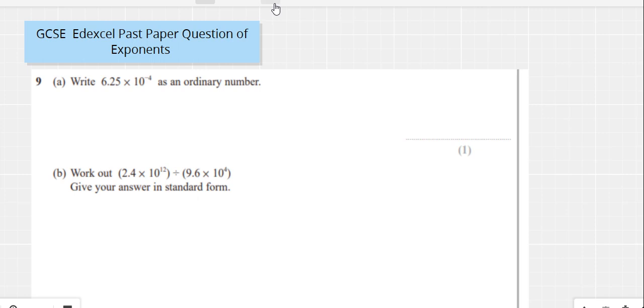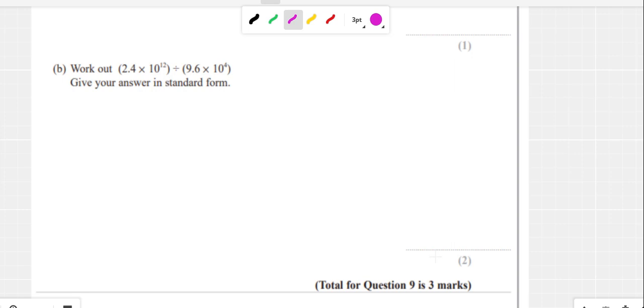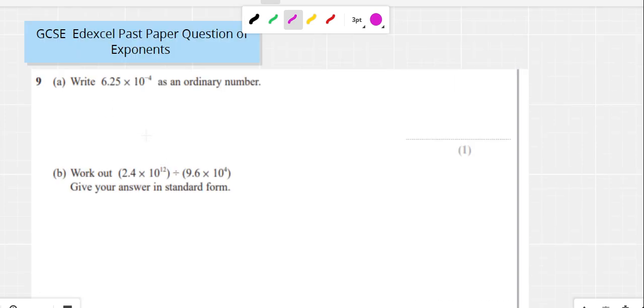So let's start. In the first question, the first part is 1 mark, and its B part is 2 marks. They are saying, write 6.25 times 10 to the power of -4 as an ordinary number. So how can we write this as an ordinary number?